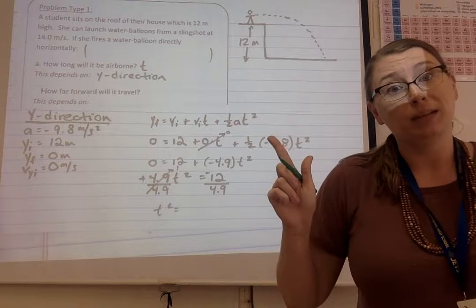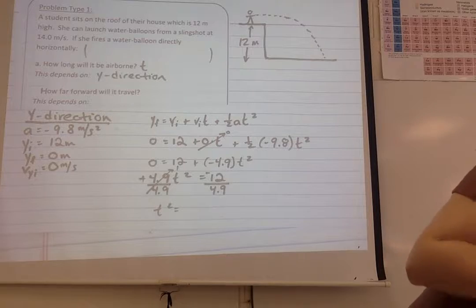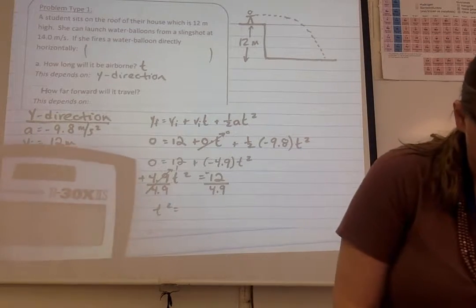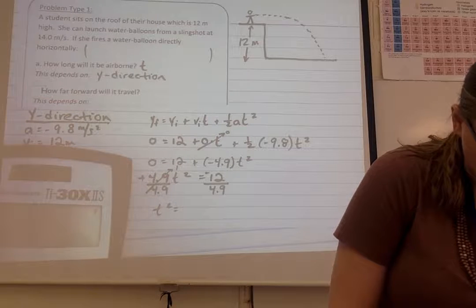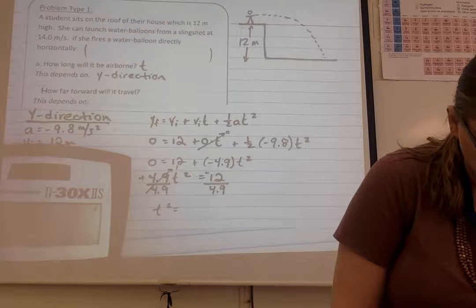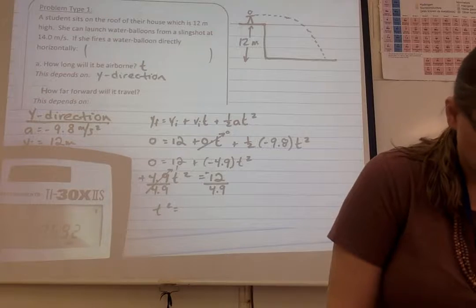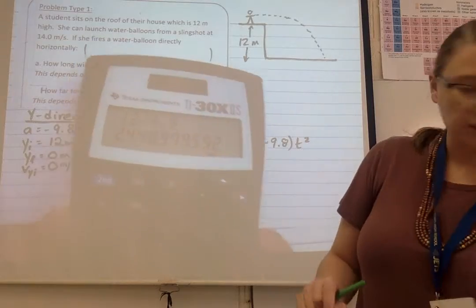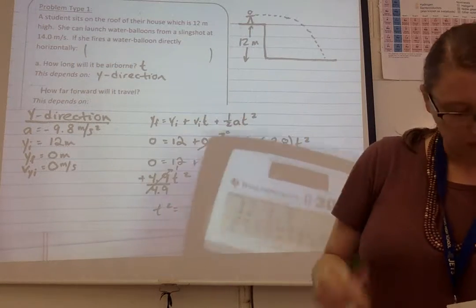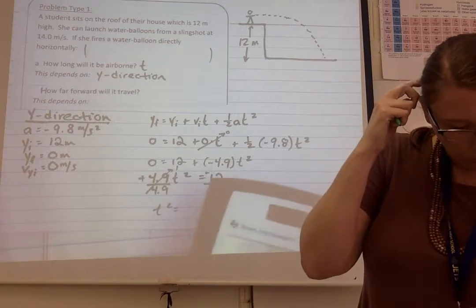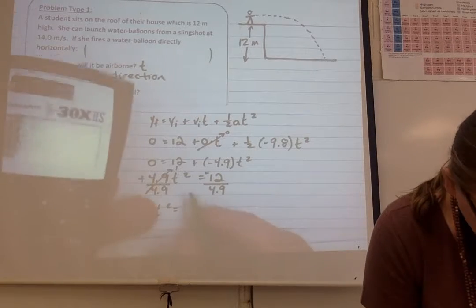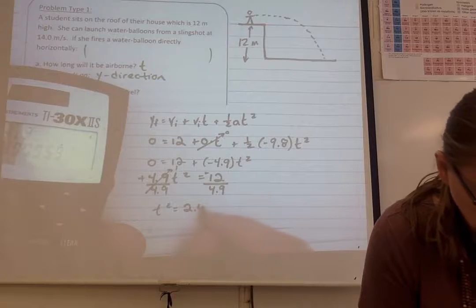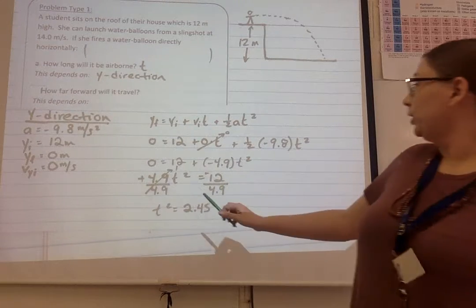Last year I did the math wrong, so let me get a calculator. You guys probably already did this. All right, 12 divided by 4.9 equals 2.448. How many sig figs do we have? It's like 2 sig figs. Maybe, yeah, 2. So let's go 2.4. Mm, 2.45. All right, now I have t squared is 2.45.